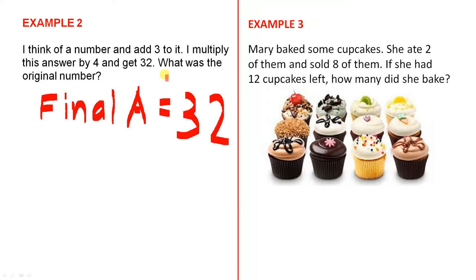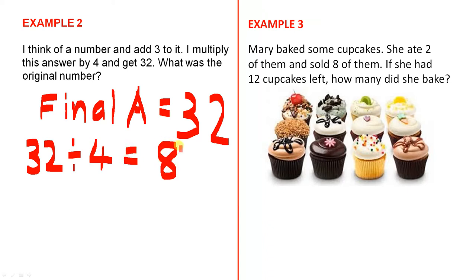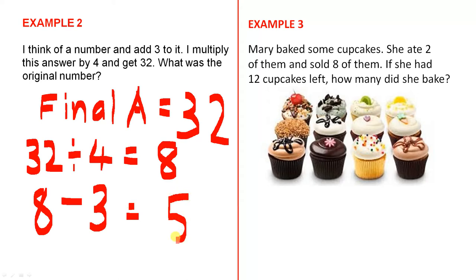Now, it says, I multiply this answer by 4 and get 32. So basically, if I go 32, of course we're working backwards now, and I divide that by 4, that gives me 8. Okay, so we're getting closer. Then it says, I think of a number and add 3. So the number that we thought of, after we added 3, we got 8. So all we do here, 8 take away 3, and the answer that we started with, that we thought of, was 5.